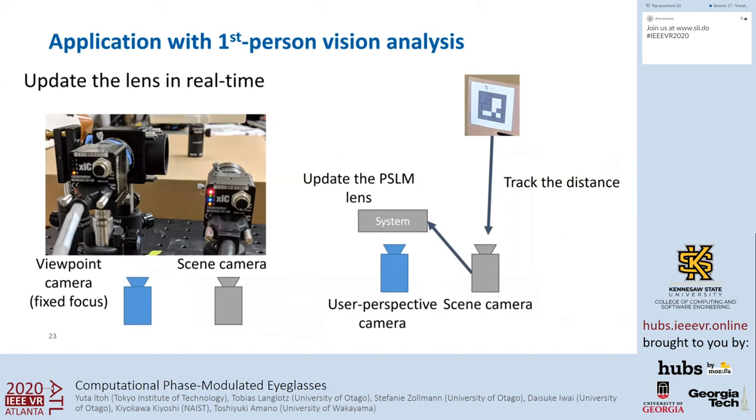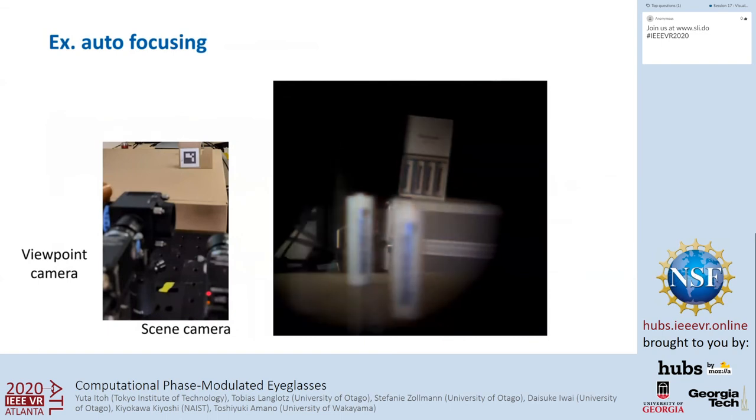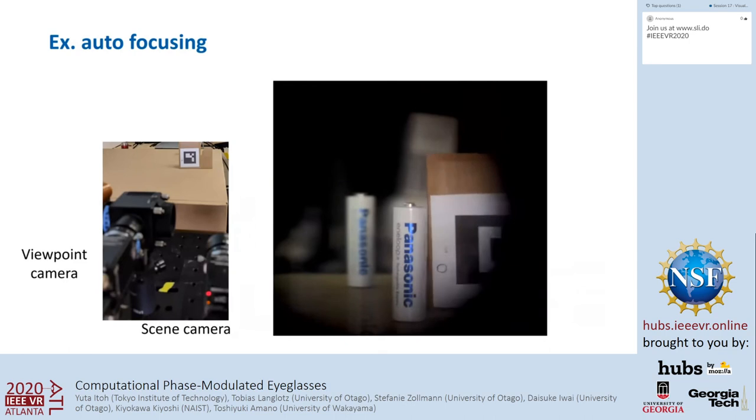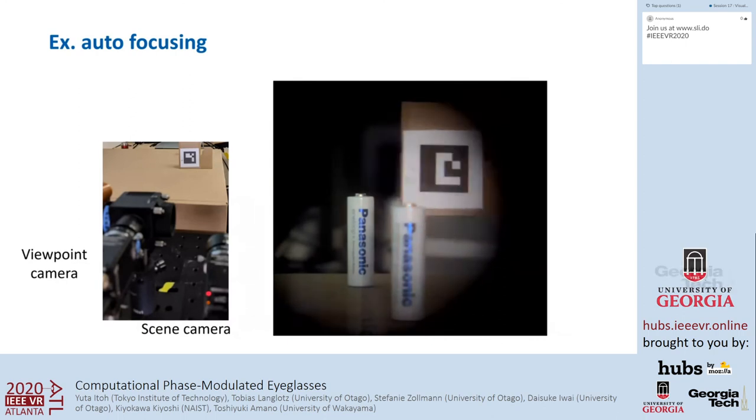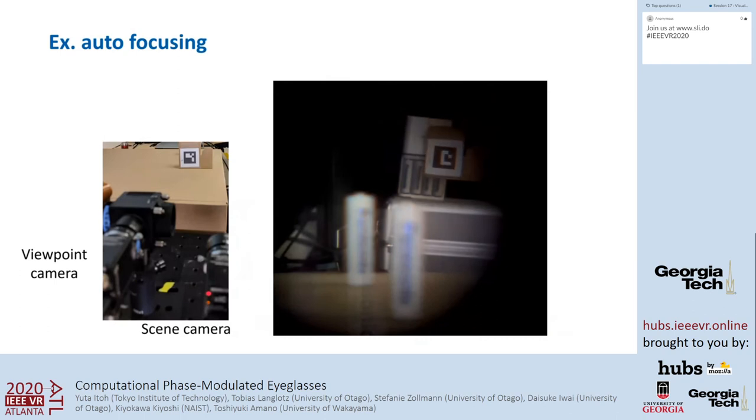After we verified those basic functionalities, we also combined a scene camera so that we can implement dynamic feedback between the scene camera and the dynamic lens. This application, for example, is a very simple setup where we just keep track of the position of a marker in the scene with the scene camera, and our lens tries to always focus on the same marker while it's changing. So here's the video. The user perspective camera is again fixed at a static focal position, but because of the programmable lens and the scene camera, the user perspective camera can always see the marker sharp because our lens system is dynamically reconfiguring it.